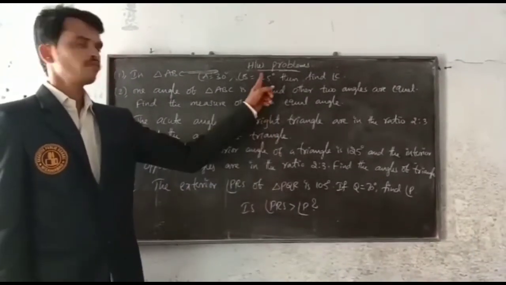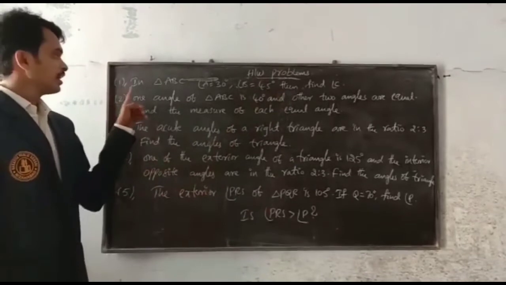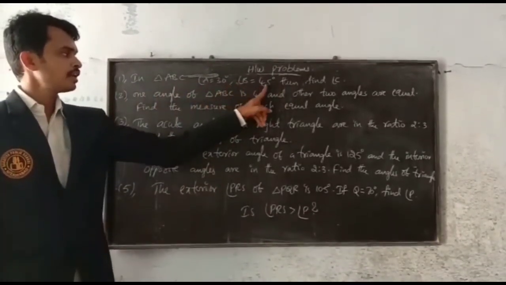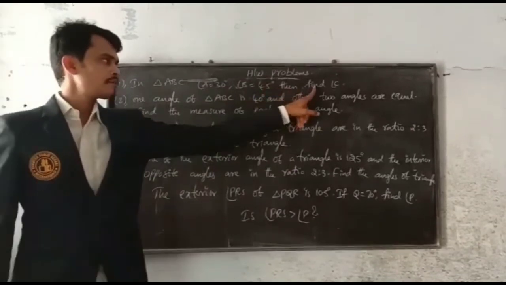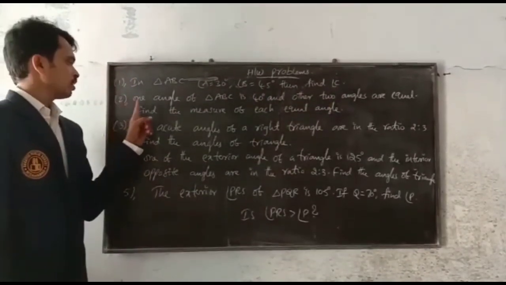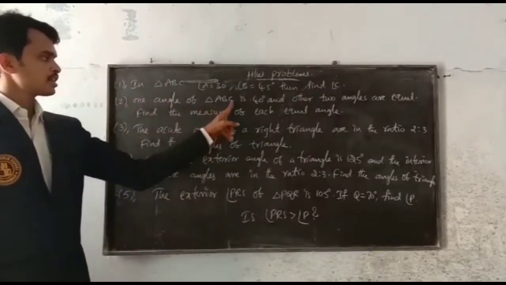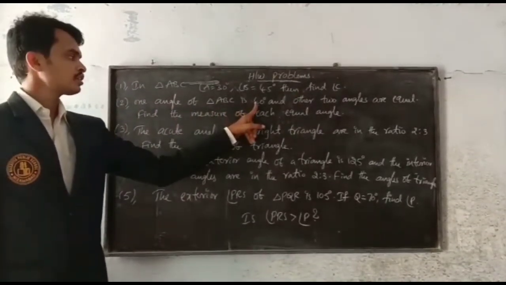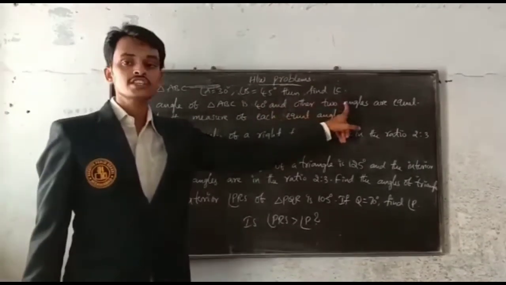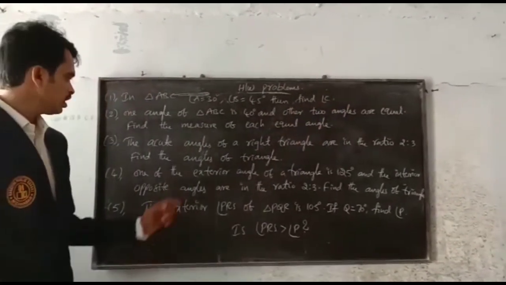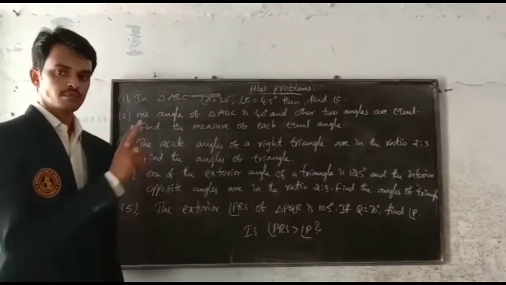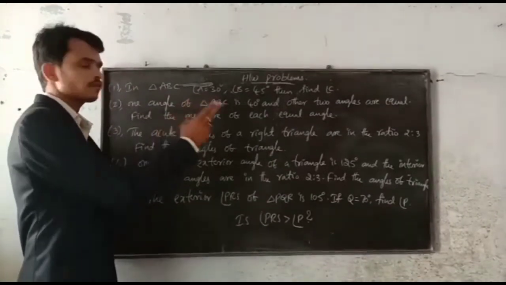Children, these are the homework problems. First one: in triangle ABC, angle A is 30 degrees and angle B is 45 degrees. Then we have to find the third angle C. Second one: one angle of triangle ABC is 40 degrees, and the other two angles are equal. Then find the measure of each equal angle. So the remaining two equal angles we have to find.